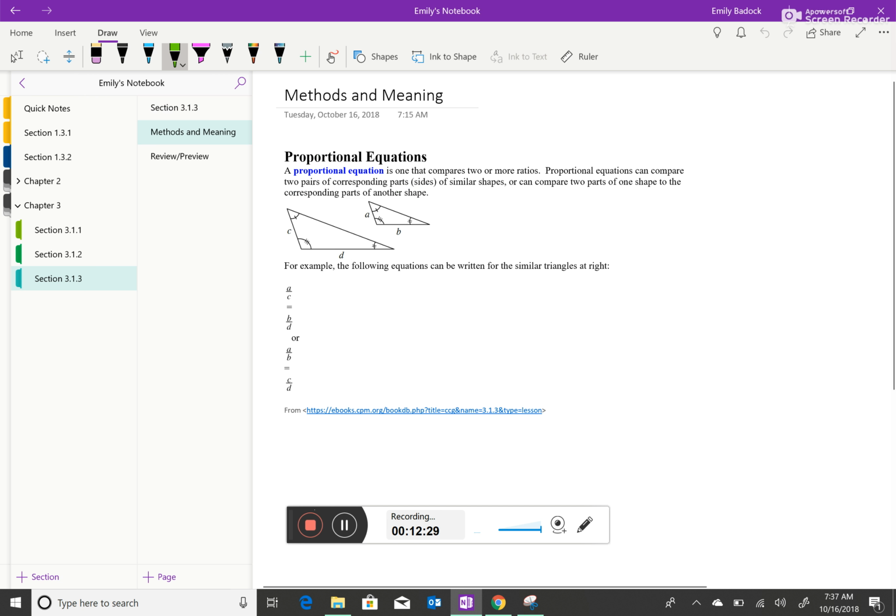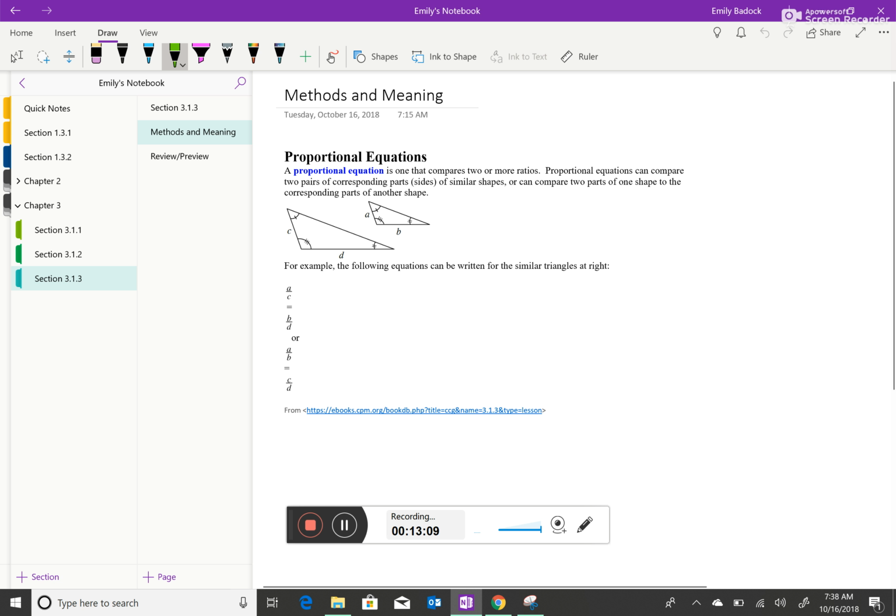All right, methods and meaning. You guys are actually going to discover this idea throughout the lesson, but a proportional equation is one that compares 2 or more ratios. Proportional equations can compare 2 corresponding parts or sides of similar shapes, or can compare 2 parts of one shape to the corresponding part of another shape. For example, the following equation can be written for a similar right triangle. This is all just proportions. You guys have practiced proportions before. You know what proportions are. Lots of different ways you can solve them. I like the cross multiplication method, and so on and so forth.